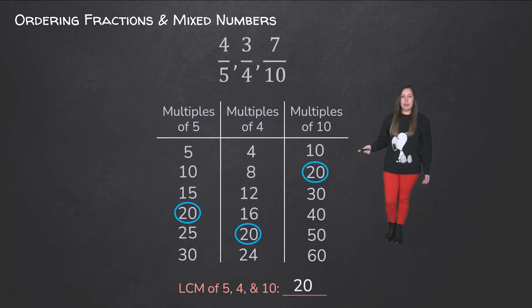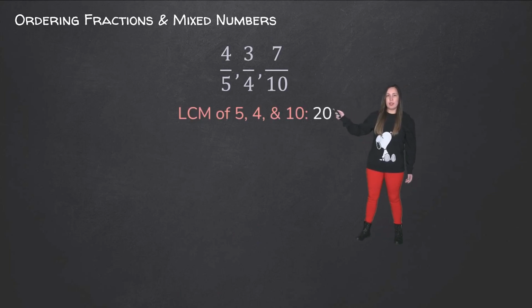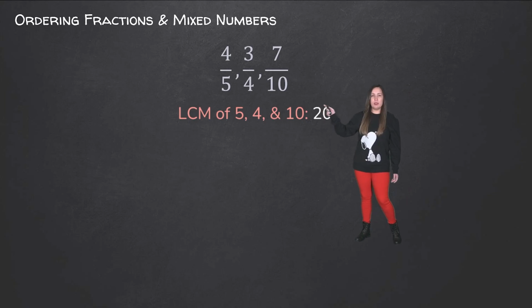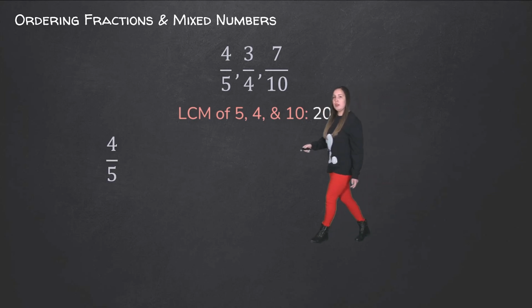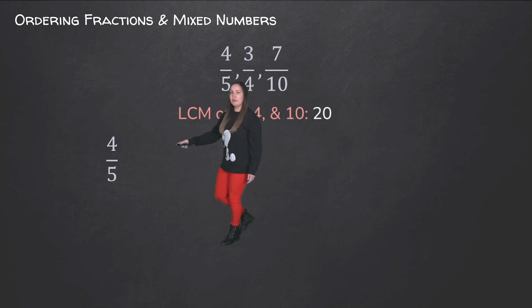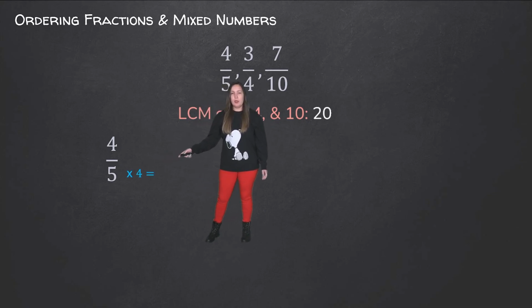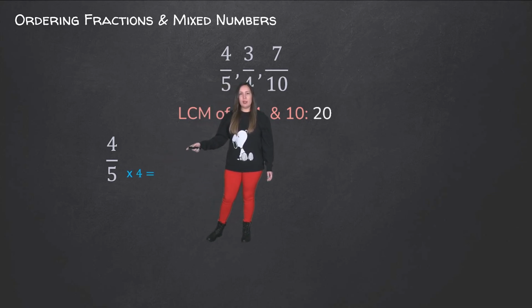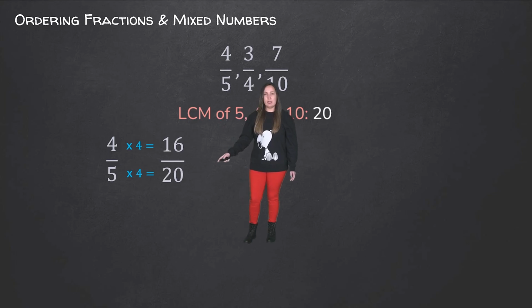Now, 20 is going to be used to help us write equivalent fractions with the denominator of 20. So, starting with 4 over 5, in order to get a denominator of 20, we have to multiply the denominator by 4. Whatever we do to the denominator, we have to do to the numerator. So 4 times 4 is 16, and 5 times 4 is 20.